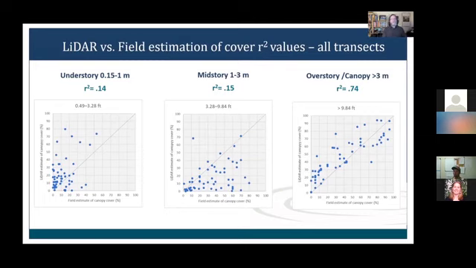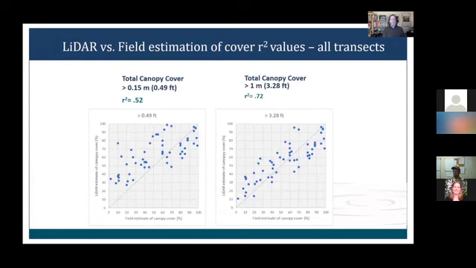Then over on the right, you can see the correlation between the LiDAR and the field estimates for the taller canopy cover at 3 meters and above. There we have a good R-square, 0.74. You can see on the plot that we have a pretty good correspondence. There's some scatter and noise, but LiDAR is doing a pretty good job of matching the field estimates.